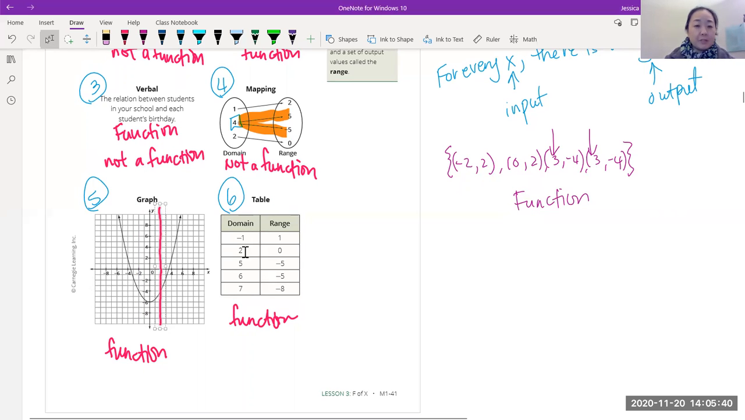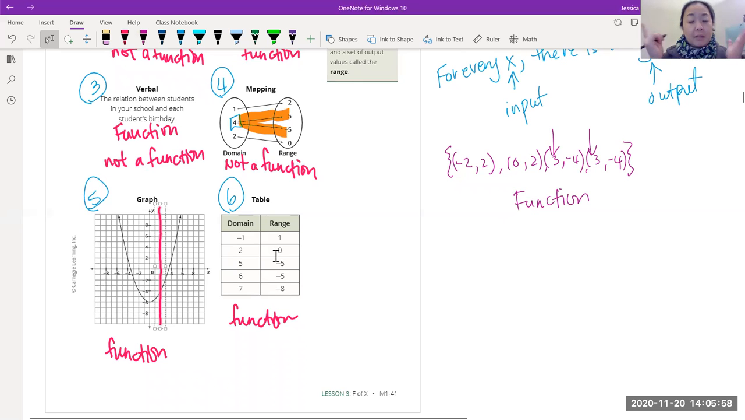And the domain, whenever you see a table, the way I like to do it is I look at the x's. Do I have any repeats? Nope, no repeats, which means for every x, there's one y. I really don't care about the y values. They could all be the same number. I don't care, because as long as the one x leads to one y, it could all lead to the same y, and it doesn't matter.